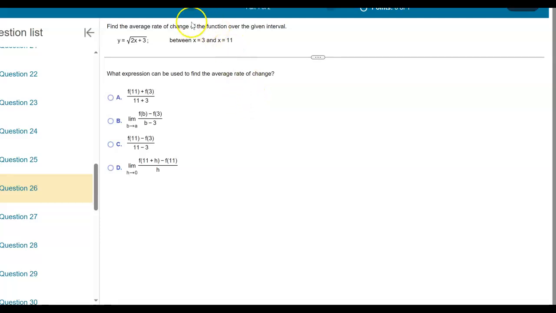And so for the next problem, you are to find the average rate of change of the function over the given interval. Here, you are just asked to find the expression that could be used to find the average rate of change. And what is that? As I've said, that is just the slope, the change in y over the change in x. So that is letter C. F of 11 minus f of 3 divided by 11 minus 3.